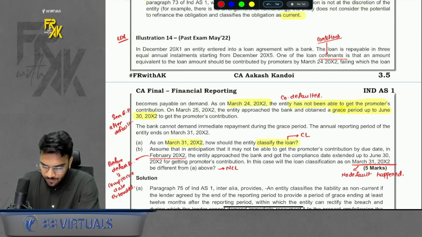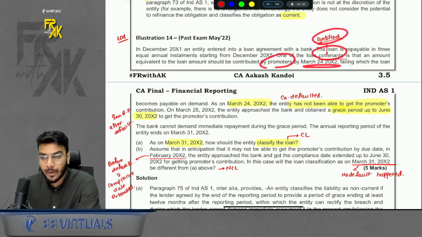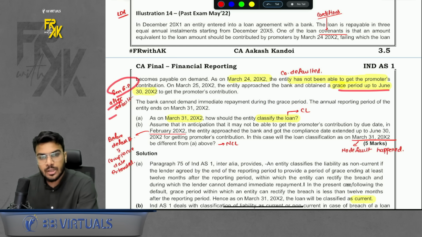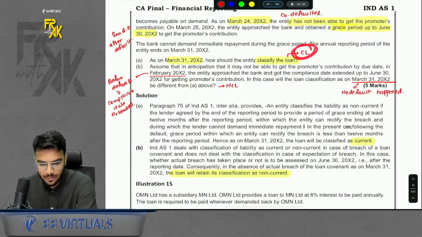Done. The 14th illustration is very simple. It says that we have taken a long-term loan and there is a condition that promoters also have to contribute by 24th March. Now what happens is promoters defaulted and they obtained a grace of only 3 months in this case. So if after default you take a grace of less than 12 months, the loan will be current.